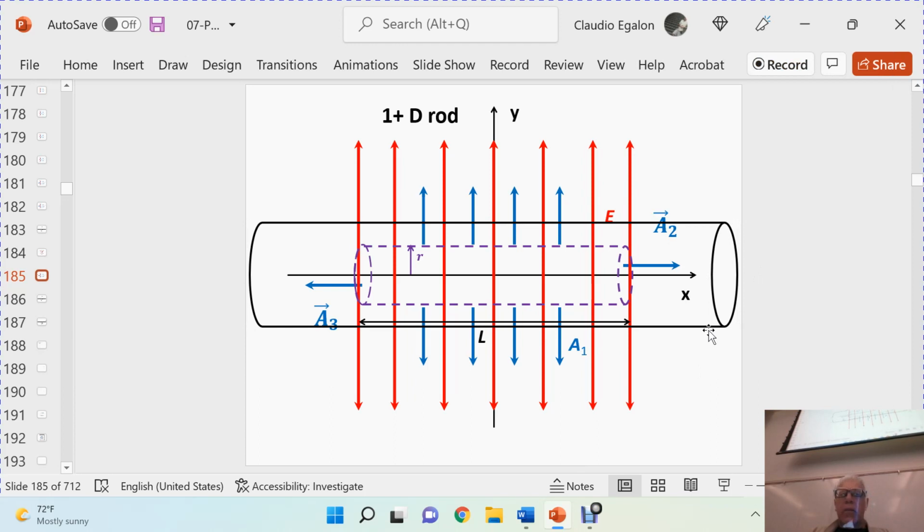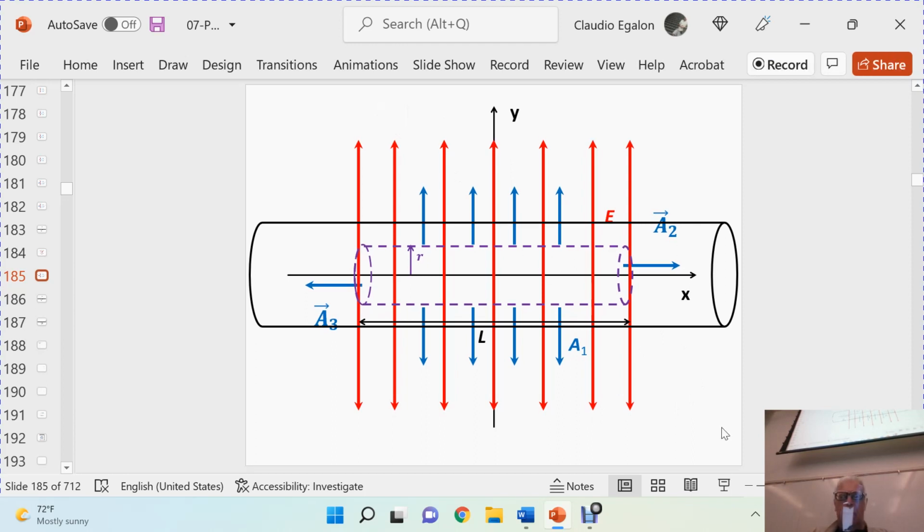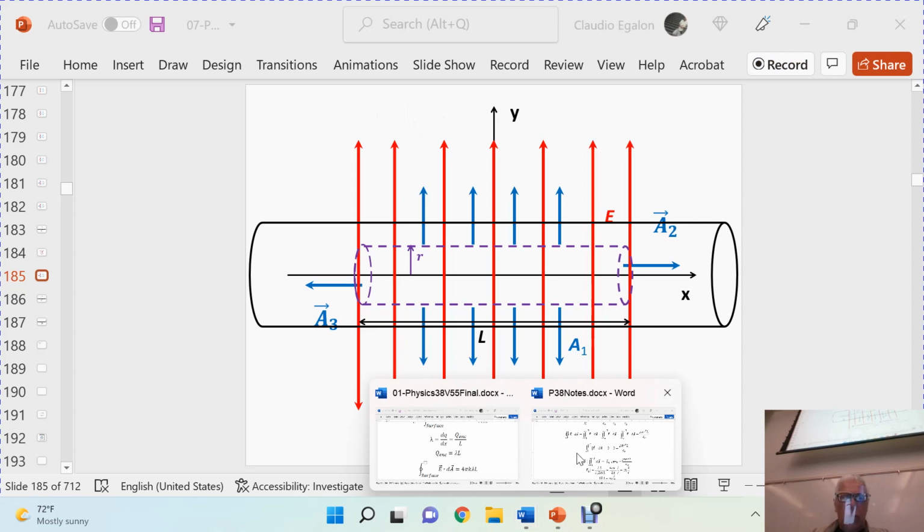This cylinder is infinitely long, but not this surface here. This imaginary Gaussian surface has a length L. See the A2 vector here perpendicular to the field, right? That's what we get: surfaces 1, 2, and 3. It's not a rod anymore, so it's an actual cylinder. Let's finish our calculations.